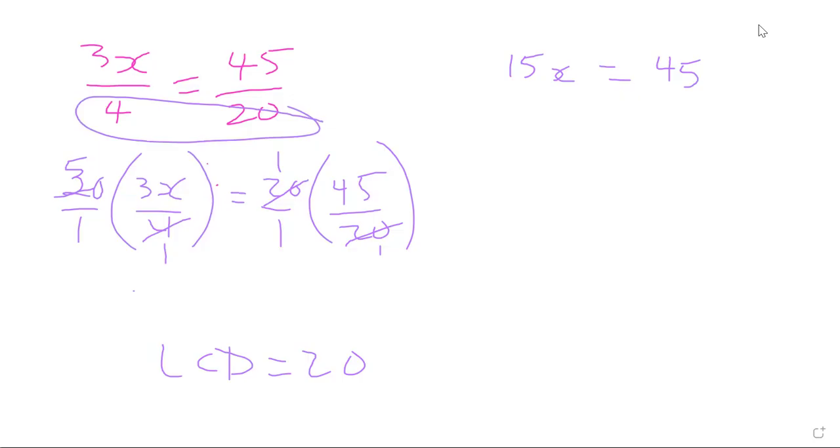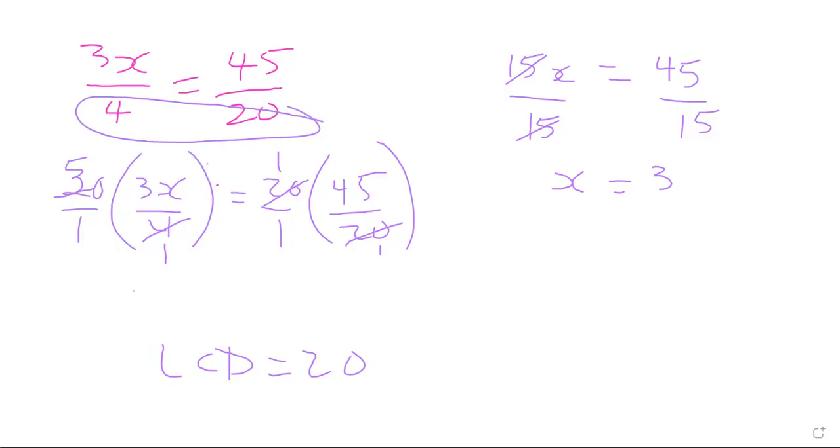So 15x equals 45. But I'm trying to solve for x. So I'm going to divide by 15, divide by 15. And 45 divided by 15 is 3. It's 3. And that's it. All right, let's try another one.